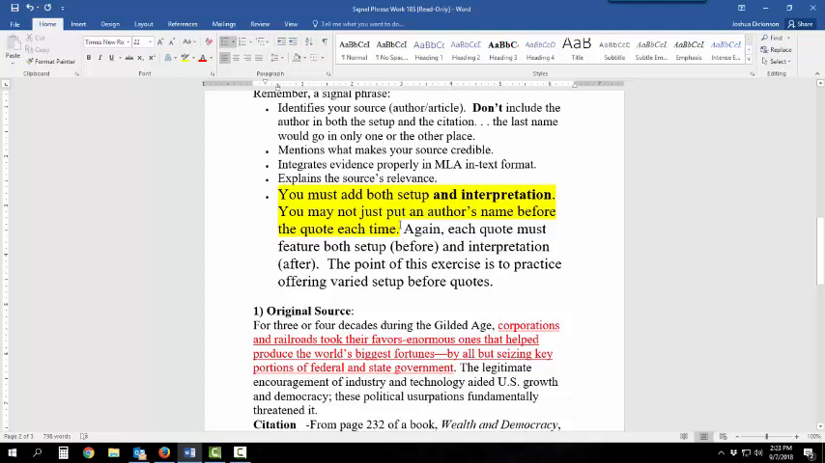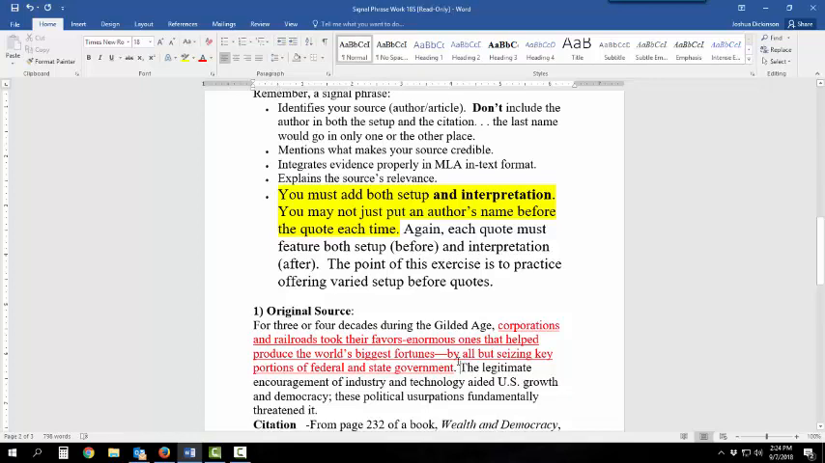So, to be clear, each quote must feature both the setup and the interpretation. I'm interested in what you do before and after the quote. The quotes are pretty obvious. That's why they're in red. That's why they're underlined. The point here is to just get working with dealing with source information and not just treating it as if it's self-evident, self-explanatory.